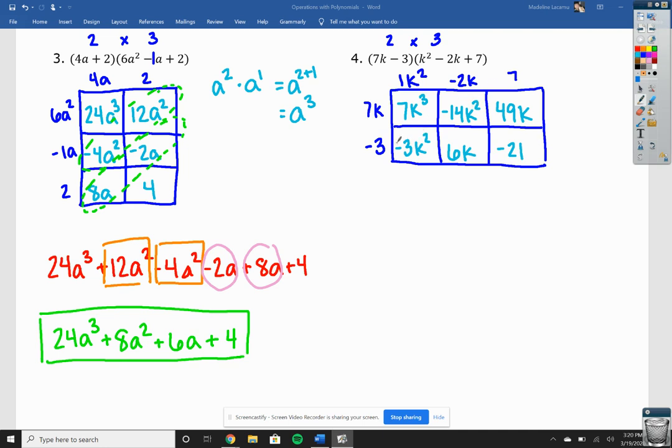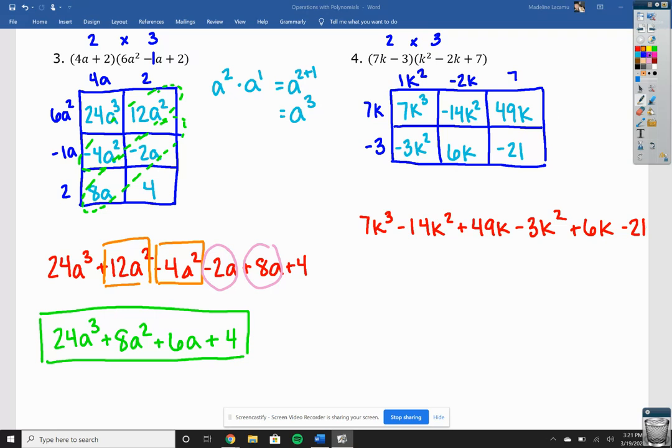So the diagonal trick still works here. If you look, we have k squareds along this diagonal, k's along this diagonal. If those are not the same, you probably did something wrong. So now we're just going to rewrite all of the ones that we have. So 7k to the third minus 14k squared plus 49k minus 3k squared plus 6k minus 21.